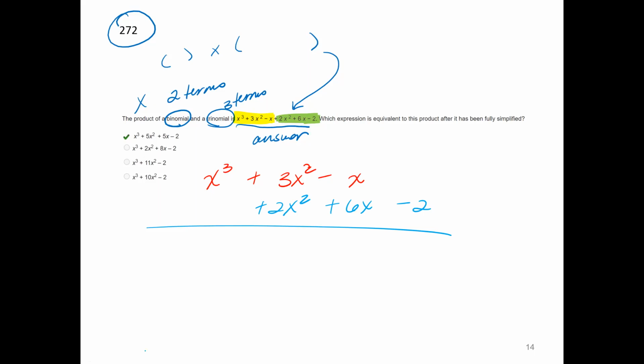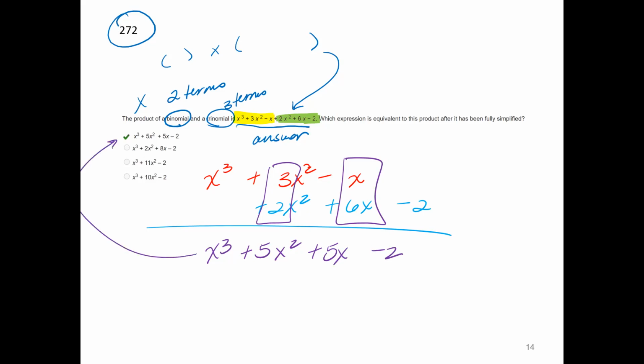Okay, so if you look at this right here, once you add it, you should have x cubed. 2 and 3 is 5. Negative 1 plus 6 is a 5. And then you just put down the 2. And so which one doesn't match? A as in apple. That's the only one, you guys.